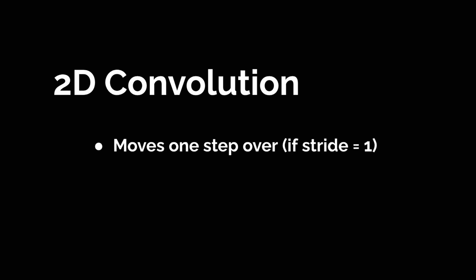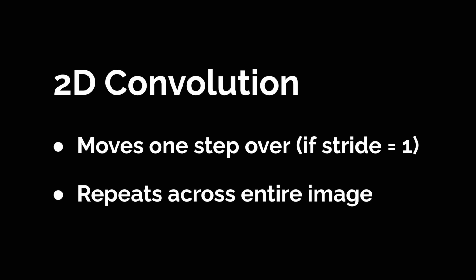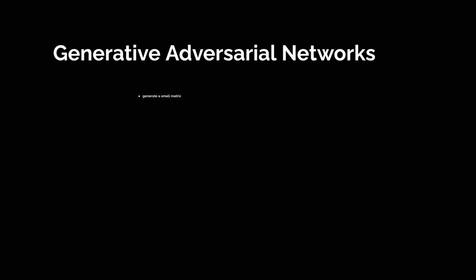As well, then the 2D convolution layer will move 1 step over if stride is 1, 2 steps over if you set stride to 2, etc. And it's going to repeat its convolution process across the entire image. It's going to go with that window.